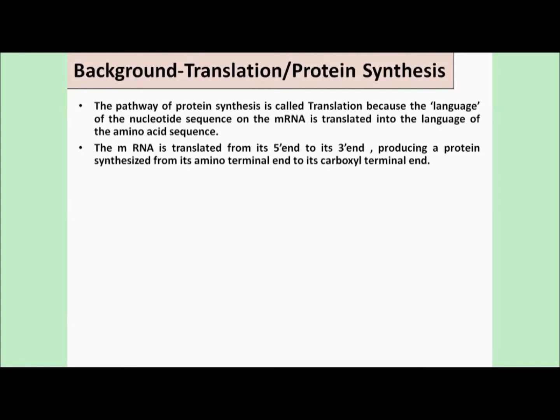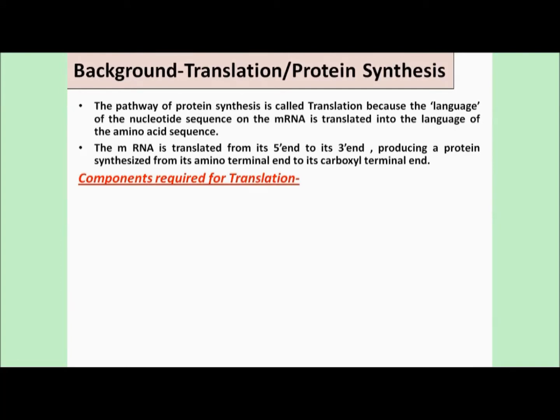The next concept is that the mRNA is translated from its 5' to 3' end, we know that, right? Producing a protein synthesized from the amino terminal end to its carboxyl terminal end. I repeat this: the mRNA is always translated from the 5' end to the 3' end, which produces a protein synthesized from its amino terminal end to its carboxy terminal end, if we remember the structure of the amino acid, or you can say the protein.